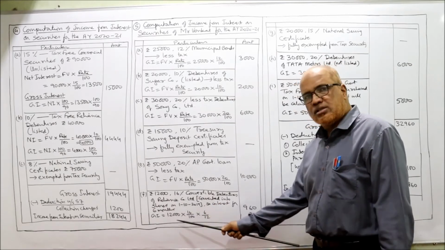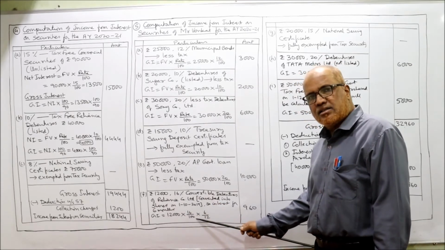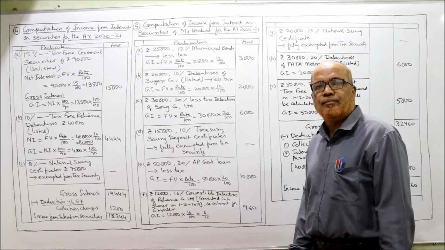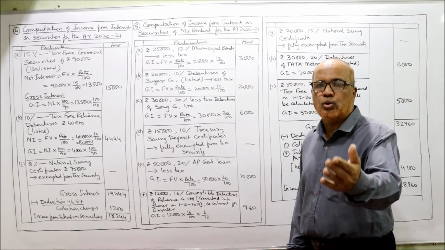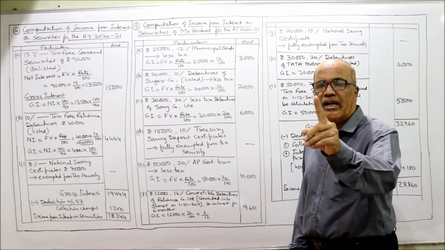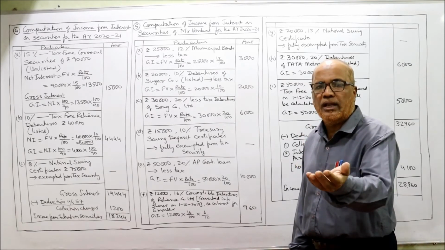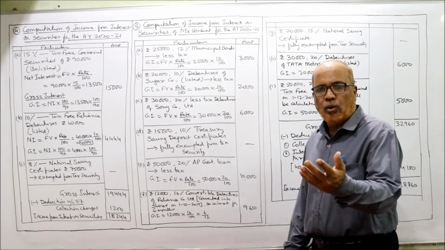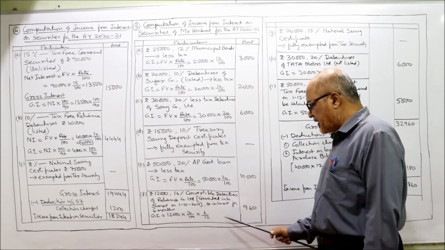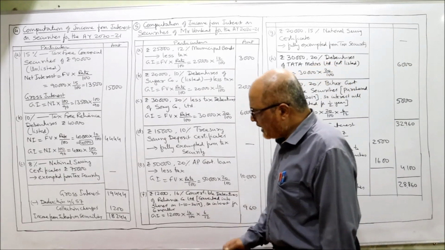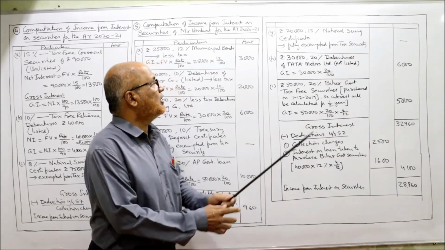So 12,000 into 16 by 100 into 6 by 12. Because during the year it has been converted into shares, only one due date will fall during the holding period of the debentures. So 6 by 12, 960. So F point completed. Now G.